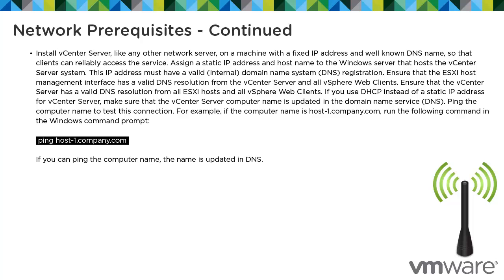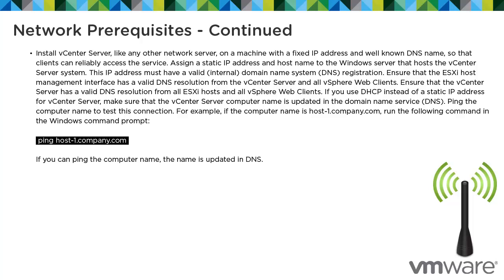Install vCenter Server like any other network server on a machine with a fixed IP address and a well-known DNS name, so that clients can reliably access the server. Assign a static IP address and host name to the Windows server that hosts the vCenter Server system. This IP address must have a valid internal domain name system registration. Ensure that the vCenter Server has a valid DNS resolution from all ESXi hosts and all vSphere web clients.